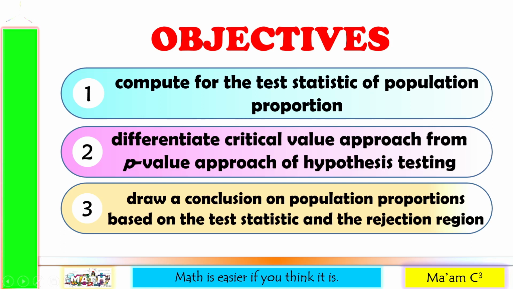Our objectives in this lesson are the following. Compute for the test statistic a population proportion. Differentiate critical value approach from p-value approach of hypothesis testing. And draw a conclusion on population proportions based on the test statistic and the rejection region.